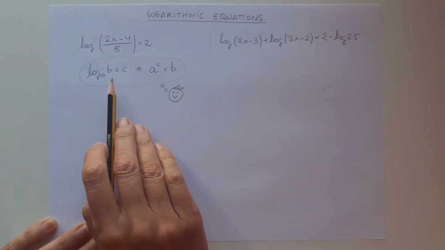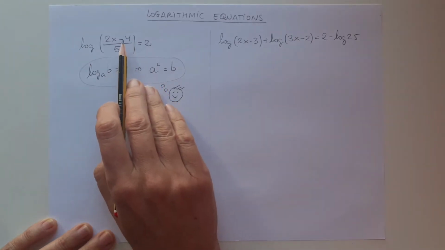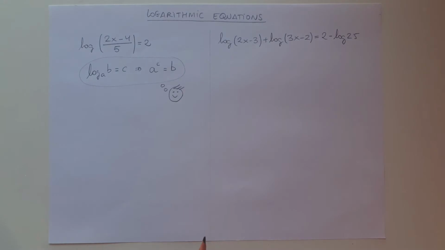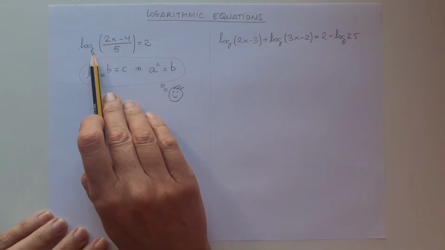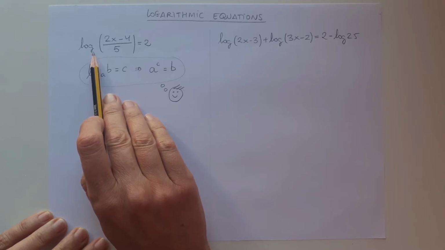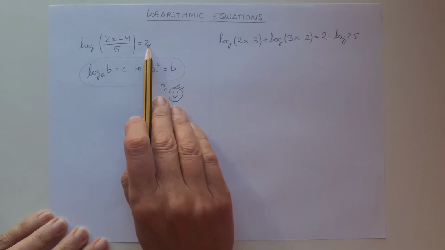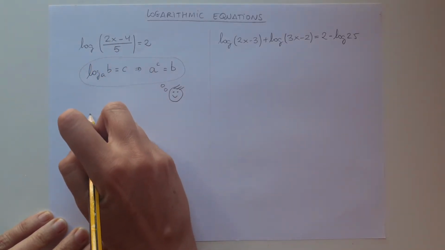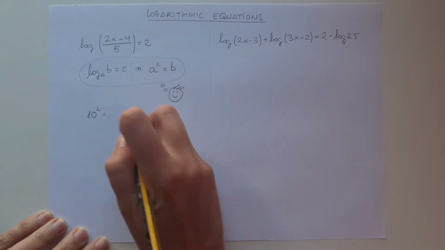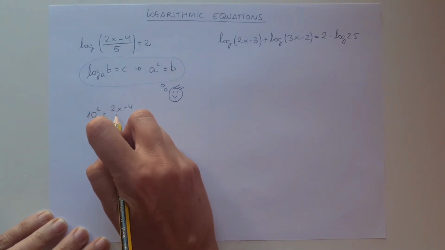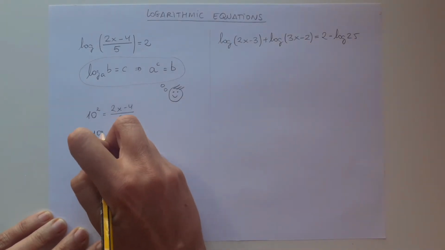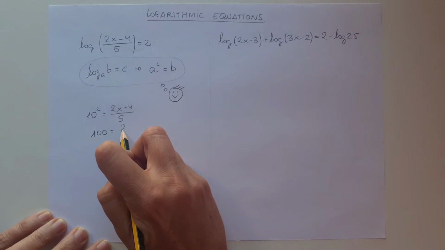Okay, since we only have one logarithm here, we are going to apply the formula. And that will help to solve this equation. The base of this logarithm doesn't appear here, and that means that the base equals 10. So in this case, this is the exponent that I need for base 10 to obtain this result. So I'm going to write it: 10 squared equals (2x minus 4) over 5. 10 squared equals 100, and this equals this.